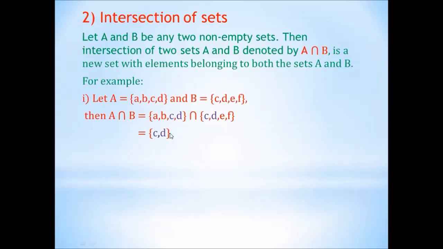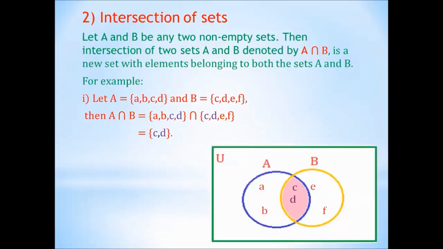So how do we represent this intersection in a Venn diagram? Look, in this way, only this common part is the intersection of sets. This shaded part, shaded in pink color, represents the intersection of sets.